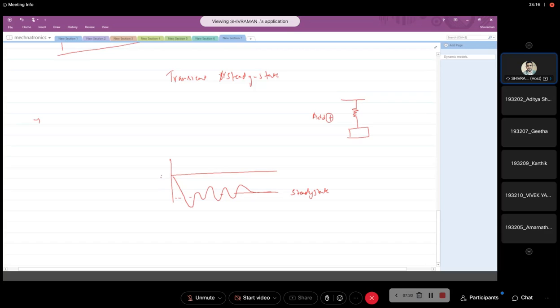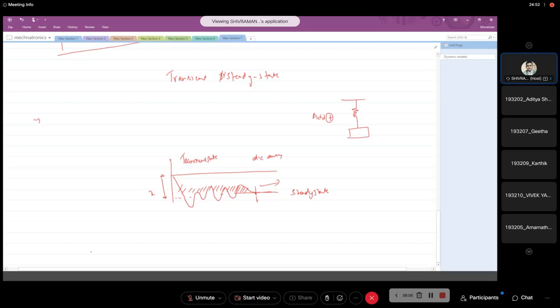Okay, so basically what is happening when you add the weight is that immediately the spring will go down and it will settle down to a steady state after a certain interval of time, let's say t. So the region where this input is changing is your transient state. Okay, and the point from which the transient state has died away is your steady state.